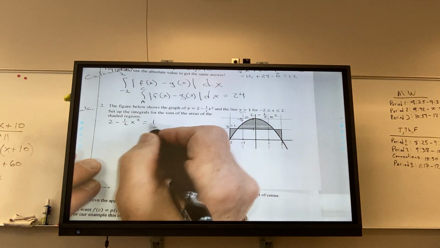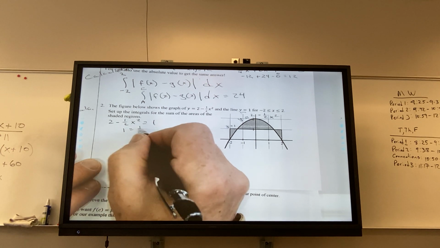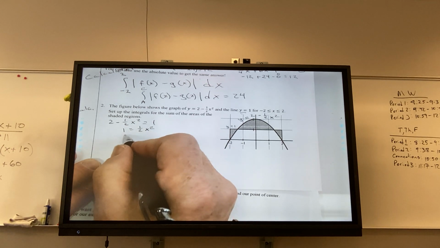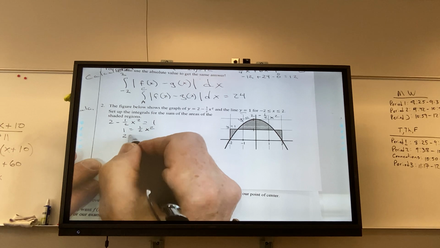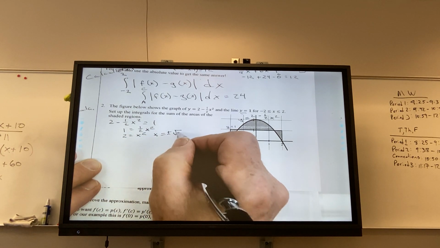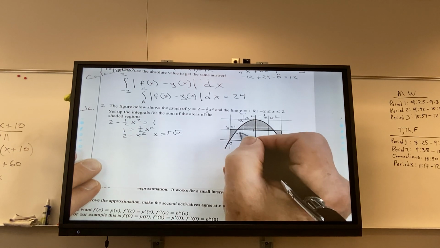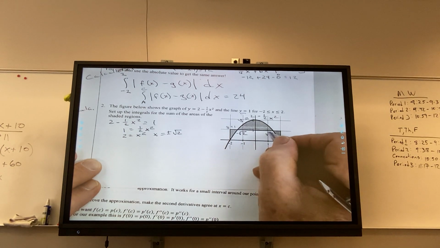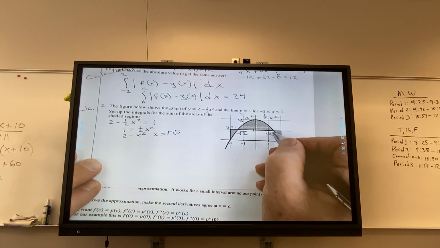And I'm going to make this a calculator one. And let's see, I'm going to subtract 1, I get 1 equals 1/2 x squared. 2 equals x squared. X equals plus or minus the square root of 2. So this is a negative square root of 2. This is a positive square root of 2 over here.